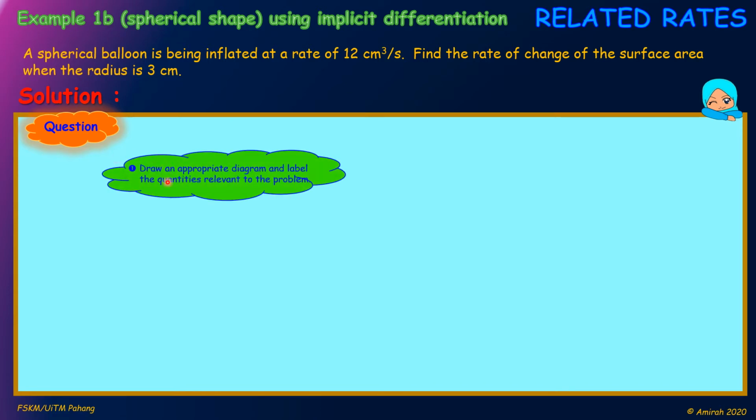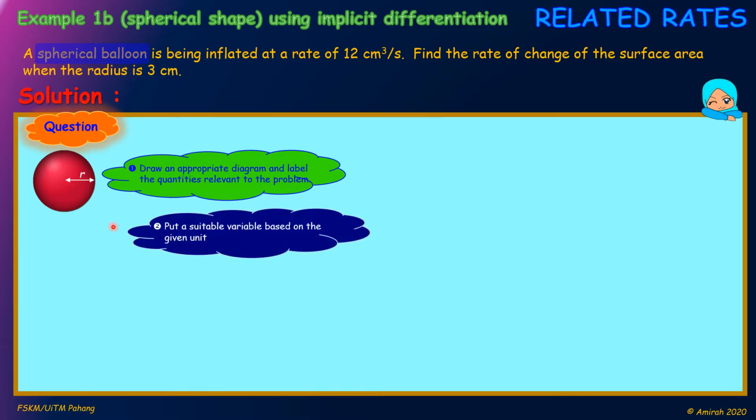Step 1. Draw an appropriate diagram and label the quantities relevant to the problem. The given shape is a sphere, so we draw a sphere with radius r. Step 2. Put a suitable variable based on the given unit. The given unit here is cm³ per second.